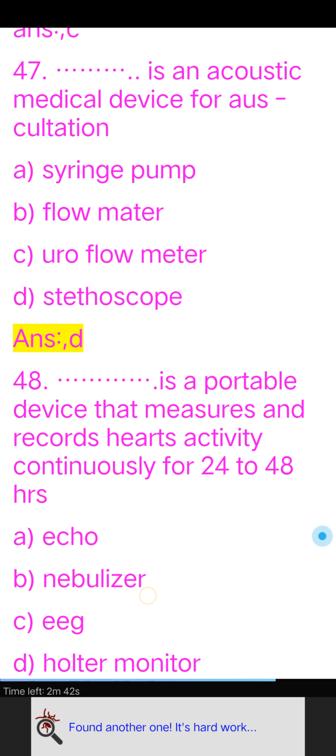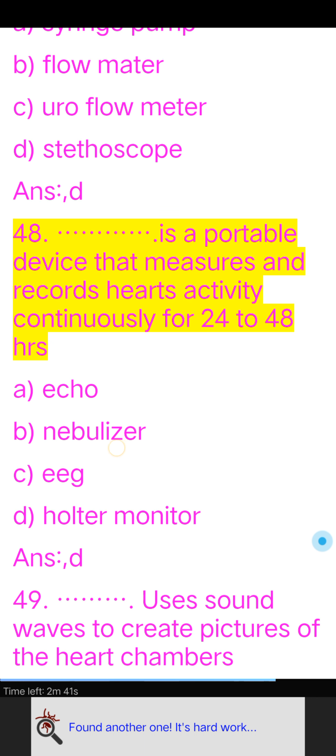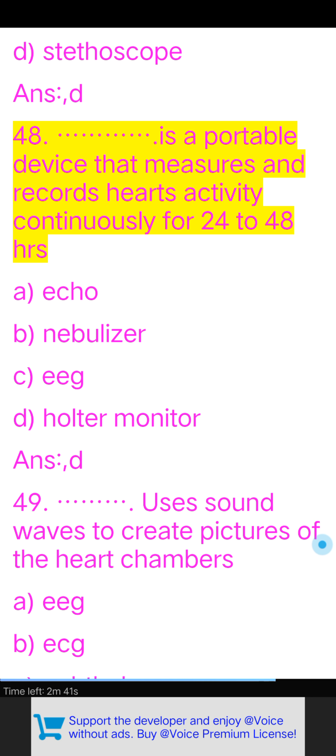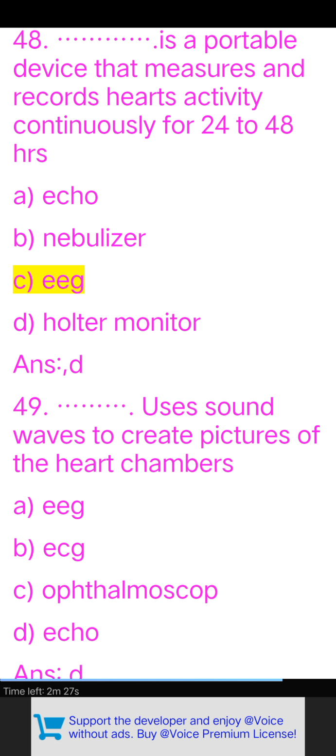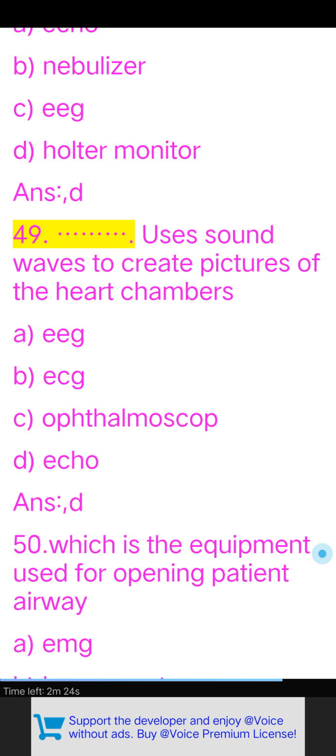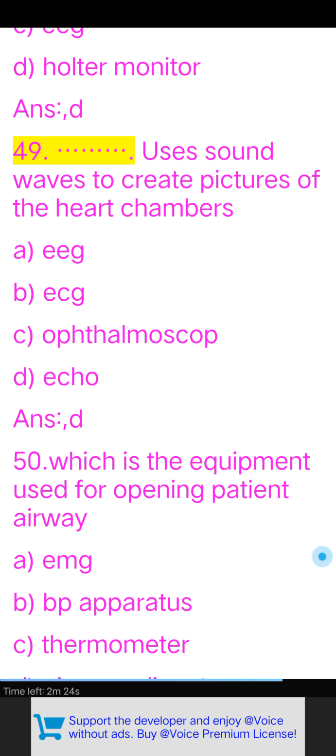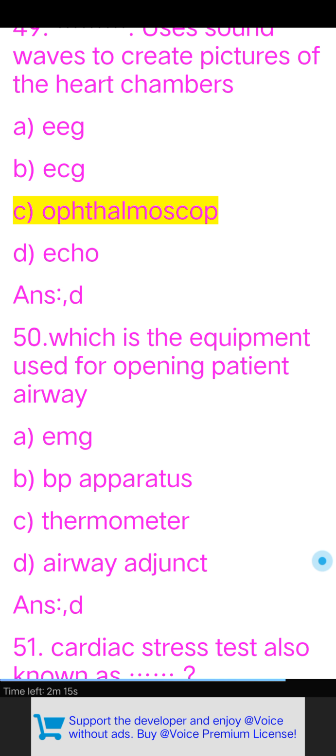Answer: D. 48. Dash is a portable device that measures and records heart's activity continuously for 24 to 48 hours. A. Echo. B. Nebulizer. C. EEG. D. Holter monitor. Answer: D. 49. Dash uses sound waves to create pictures of the heart chambers. A. EEG. B. ECG. C. Athalamuscope. D. Echo.